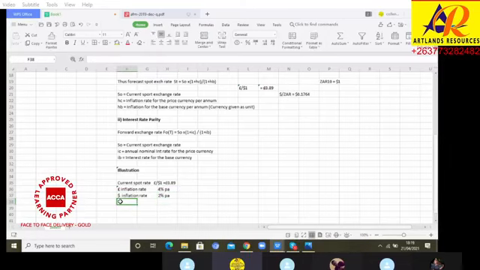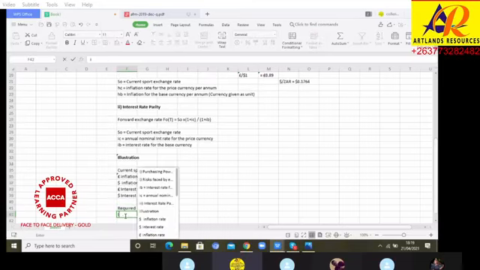Then pound interest rate, 9% per annum. Interest rate is higher than inflation because interest should accommodate inflation. Then dollar interest rate, let's put it as 7% per annum. Now required, here are the questions.